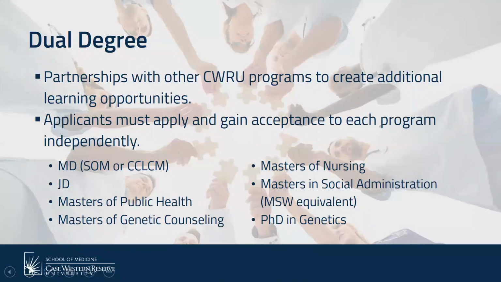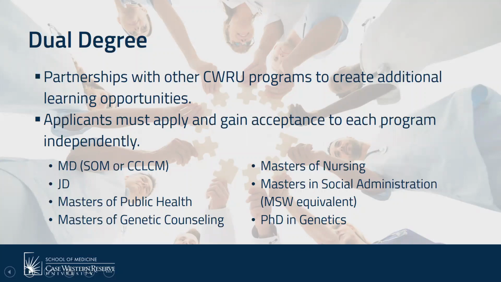We do have dual degree programs. If students are interested, we have partnerships with the MD, the JD, Masters of Public Health, Masters in Genetic Counseling, Masters of Nursing, Masters of Social Administration, which is equivalent to a Masters of Social Work, and a PhD in Genetics. The key to these is you have to apply to each of the programs separately or essentially independently and gain acceptance to each program.